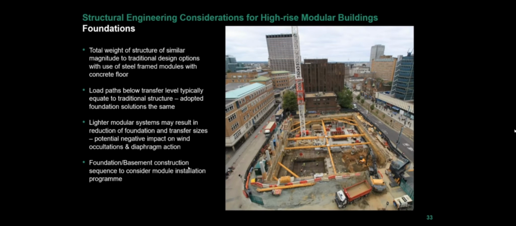The foundations, that's just a slide I put in. They're pretty much going to be very similar to a traditional construction option. By the time you go below transfer level, your load paths are very similar. Your forces should be generally quite similar, especially if using modules with concrete floor slabs. They're relatively similar in weight to what you would have in a traditional structure. Obviously, if you use a lighter weight system, there's options for saving on pile cap thicknesses and pile lengths, but there's some drawbacks in terms of the dynamic performance of a lighter system, as I discuss in a minute.